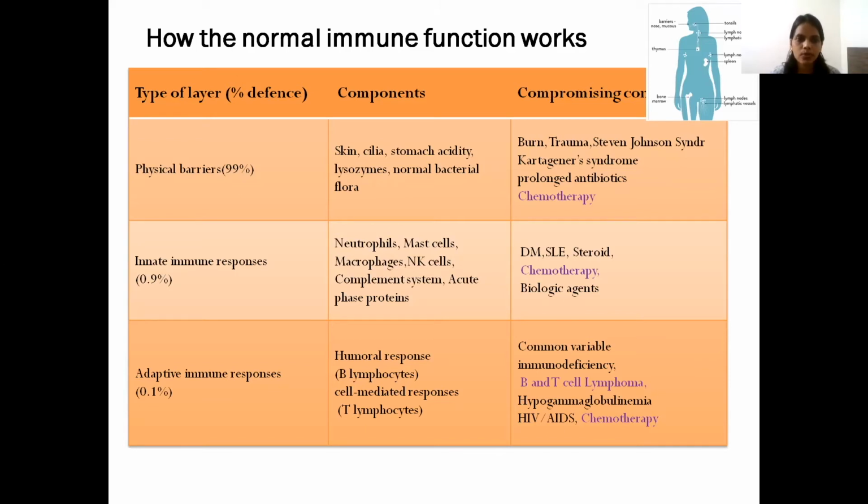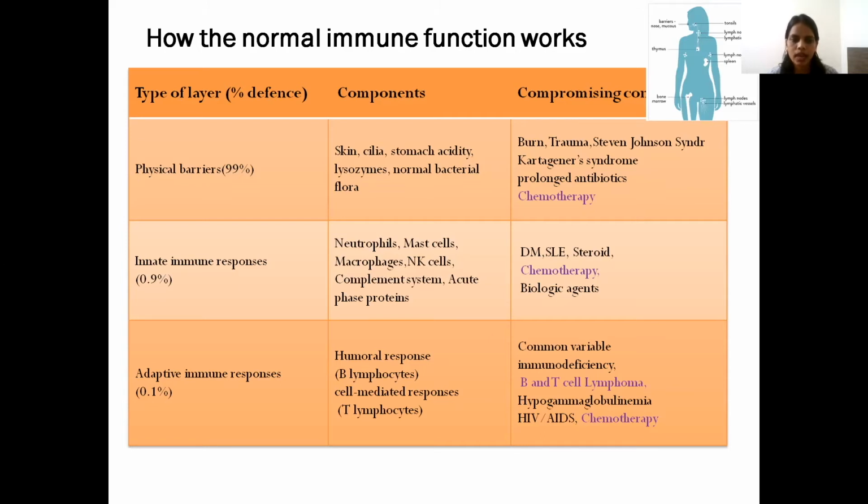Then the second one is the innate immune response. This is the first response to any invading pathogen. Its components like mast cells and macrophages activate the other components like neutrophils and natural killer cells, and then the inflammatory cascade is activated. Here, the use of chemotherapeutic agents, steroids and biologic agents can impair the innate immune response.